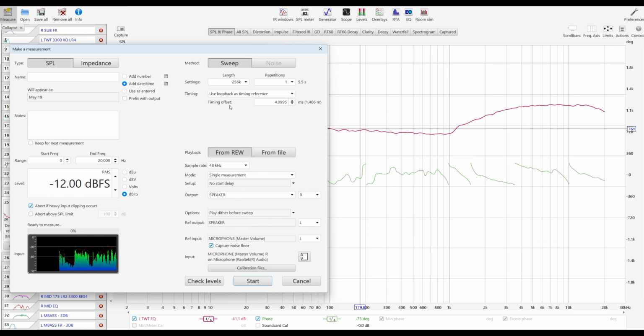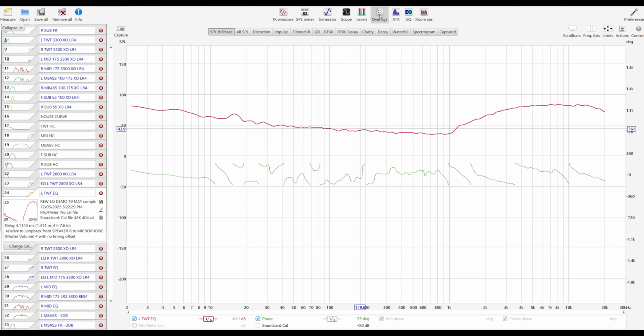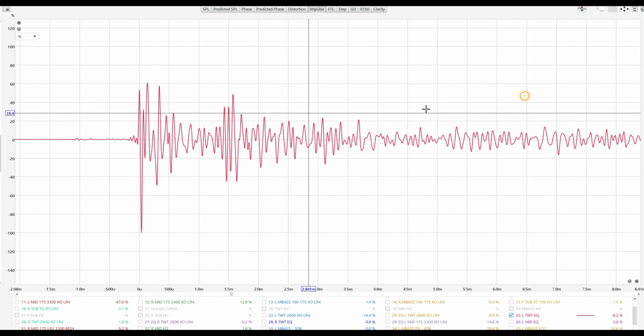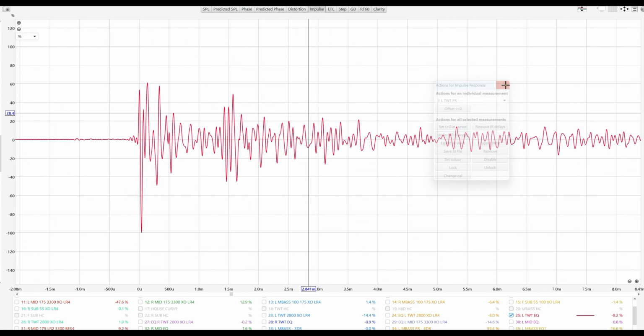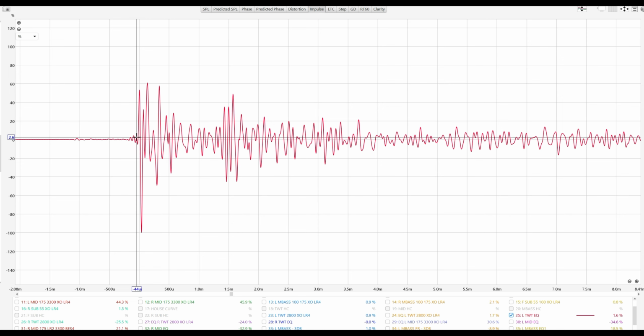But now you can see the timing offset has that 4.1 milliseconds of delay that we saw on the impulse graph, and we saw just in that pop-up. So what that estimate IR delay has done is essentially reset things to time 0, like using this T0 at cursor button. So now you can see the left tweeter is here at T0 instead of being over here at 4 point something.